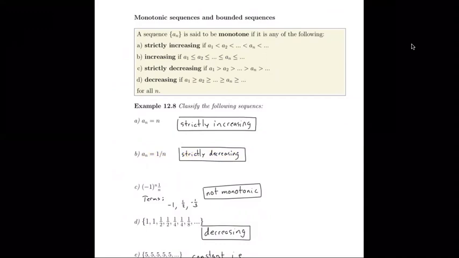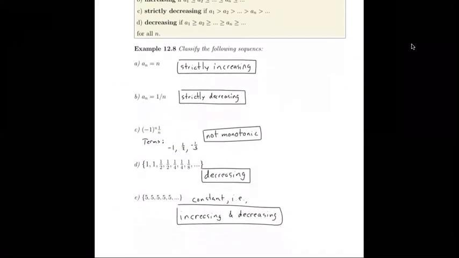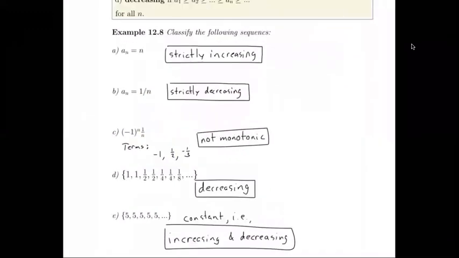Okay, now let's see. Negative 1 to the n times 1 over n. So this will be negative 1, positive 1/2, negative 1/3, positive 1/4, and so on. Now think about this. Even though the magnitude of these is decreasing to 0, as governed by the 1 over n term, we still don't quite have that it's decreasing or increasing.